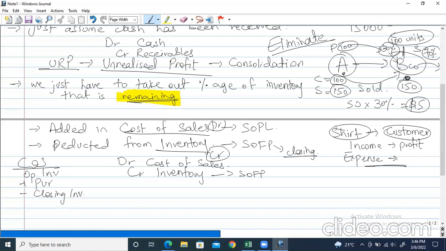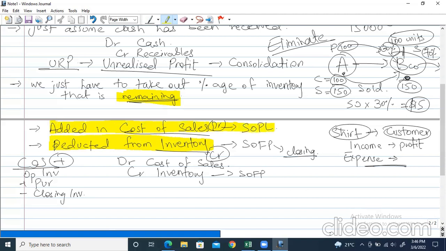So that's why we are adding it equally in the cost of sale as well, because we are adding it as an expense and we are deducting it in the inventory in this statement of financial position. Okay, right? So we just need to remember the treatment which I just wrote: it's added in cost of sale and deducted from inventory.